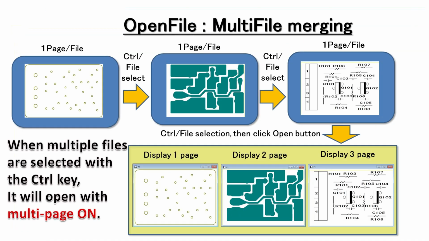Here is an explanation of the multi-file combining function. Opening multiple files means specifying and opening multiple files at the same time. To specify multiple files, hold down the Control key and select each file. After selecting the last file, press the Open button. This will automatically switch to multi-page on and multiple files will be loaded. The pages of each file will be displayed divided into multiple pages. You can change the pages by using the Page Forward button.